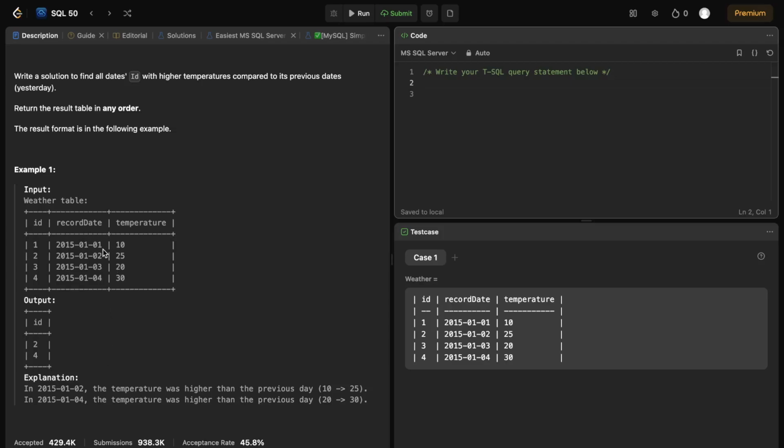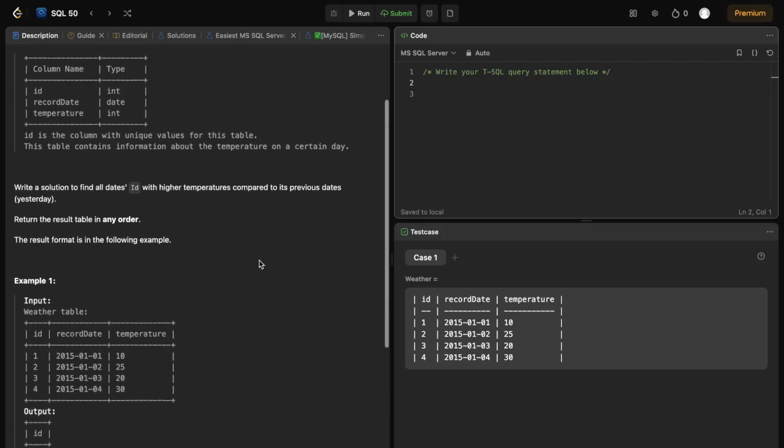So let's see the sample input and the output. Over here we see that on the first day the temperature was 10 degrees, on the second it was 25 degrees, on the third it was 20 degrees, and on the fourth it was 30 degrees. So on the second day my temperature is higher than the first, so the second should come in the output. On the third, my temperature is lower than the previous day, so this cannot be in my output. And on the fourth my temperature is again higher than the immediate previous day, so this should also come in the output. Hence my output is 2 and 4. We have to print the IDs of such dates.